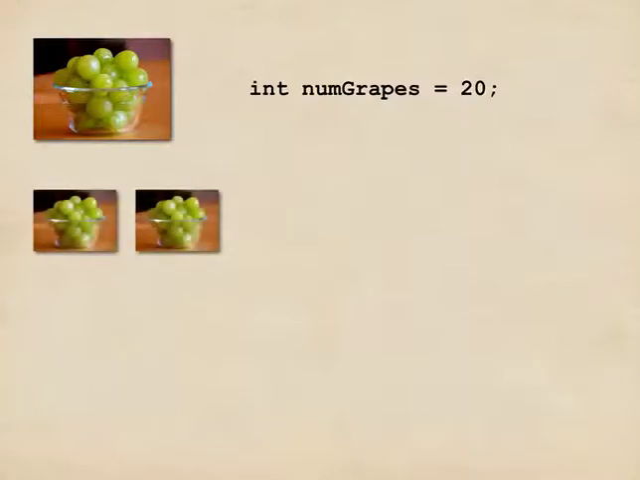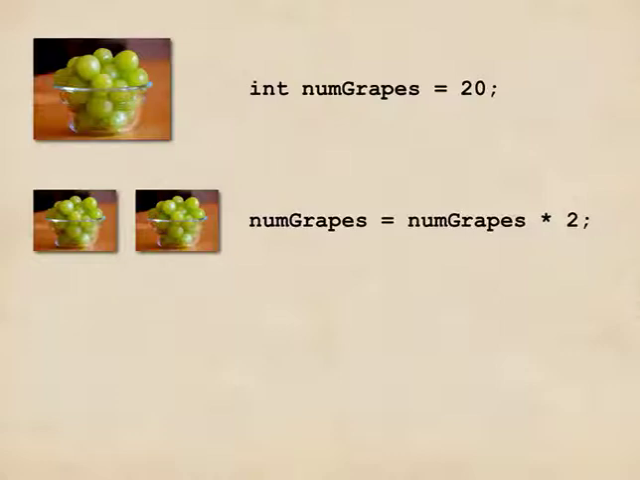Let's suppose we're keeping a little fruit stand and we have a bowl of grapes, and we want to track how many grapes we have. So we'll create an integer called numGrapes, and we'll give it the value 20. We'll assume that there's 20 grapes in here. Now we double the number of grapes because we get a second identical bowl of grapes. How many grapes do we have now? Well, we just reassign into numGrapes the value numGrapes times 2.